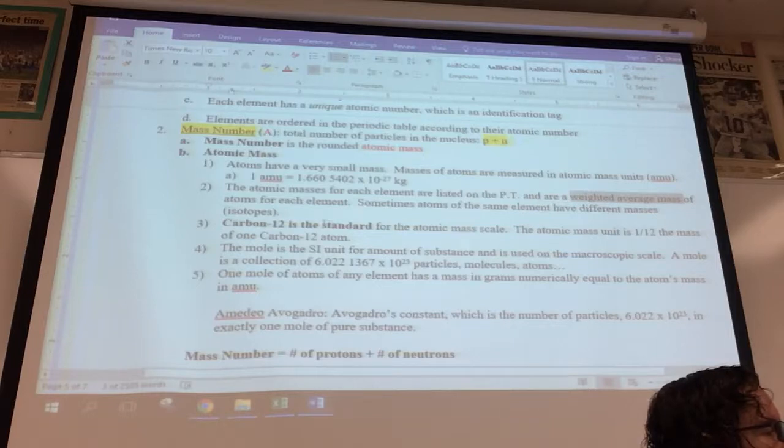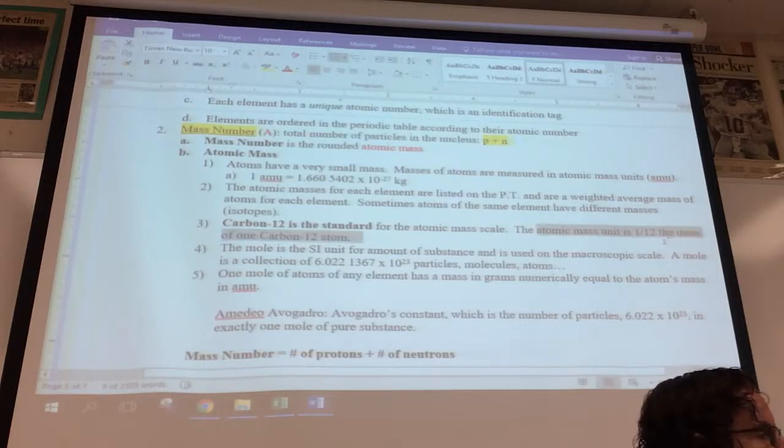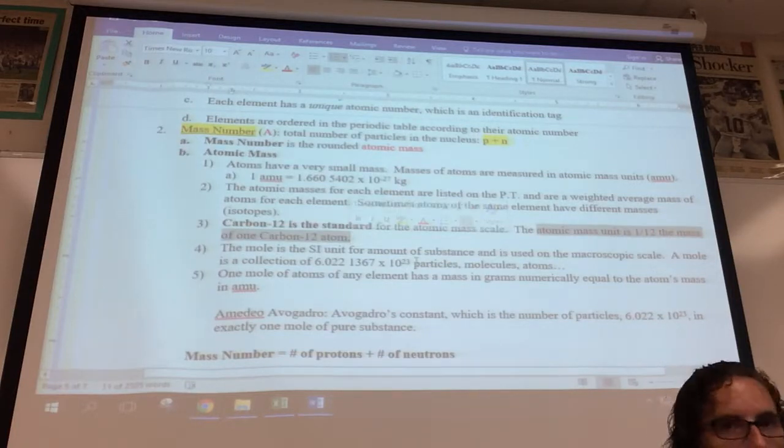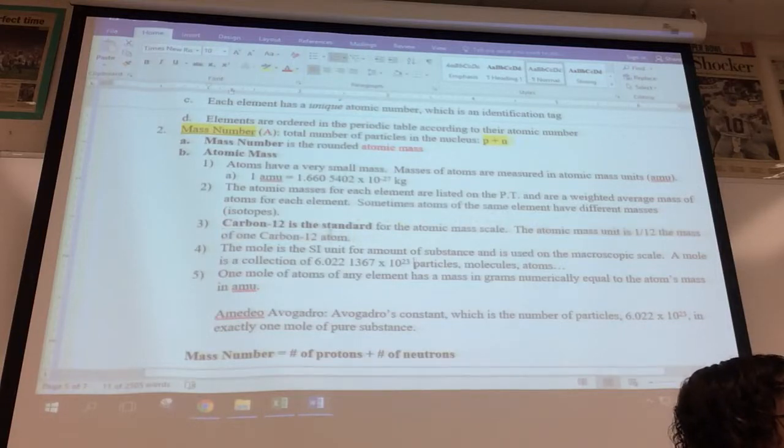The standard for the atomic mass scale is carbon 12. Now 1 AMU is 1.7 times 10 to the negative 27 kilograms. That is not a quantity you need to memorize. The atomic mass unit is 1/12 the mass of one carbon 12 atom. And you're not going to have to do anything in terms of conversions there either, but the standard is C12, and that you would want to know. So carbon 12 is the standard for the atomic mass scale.